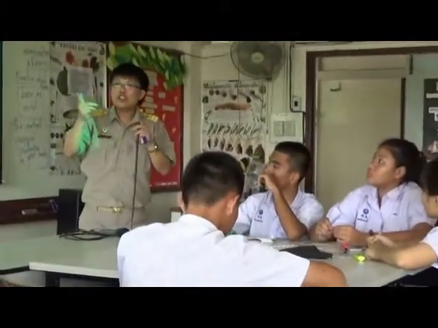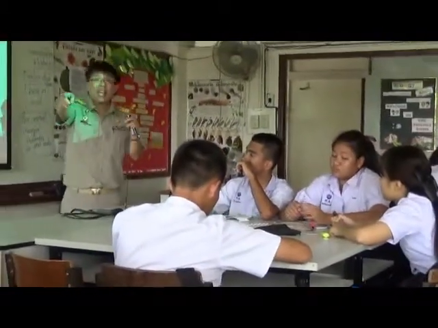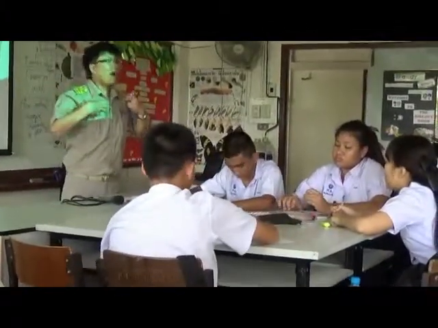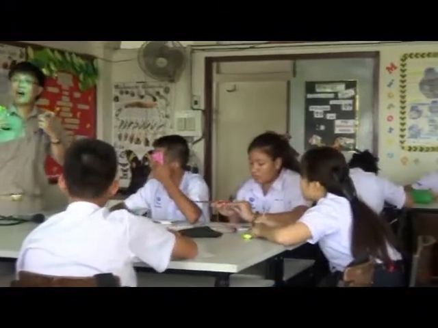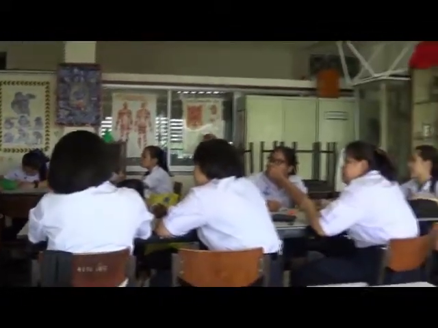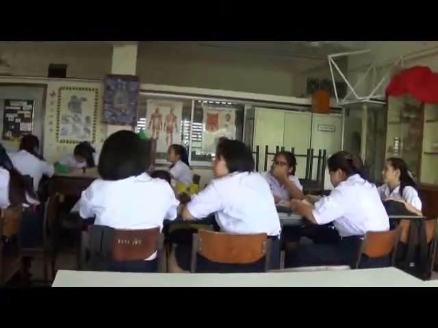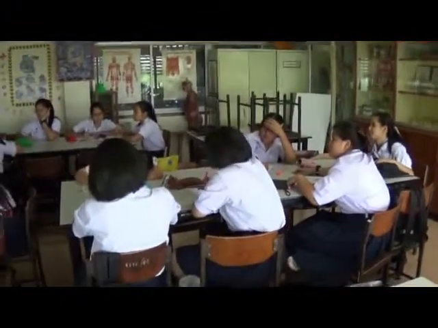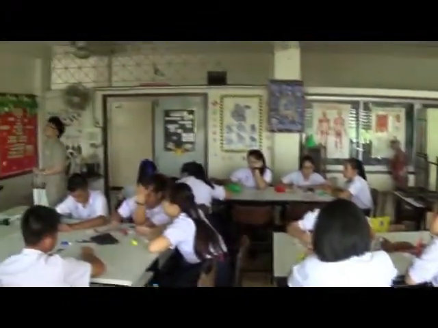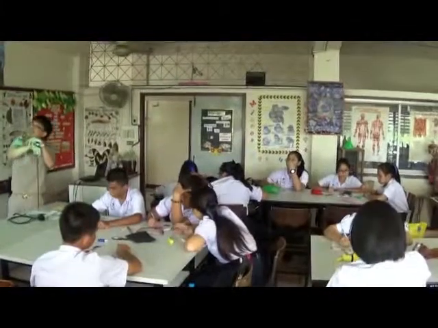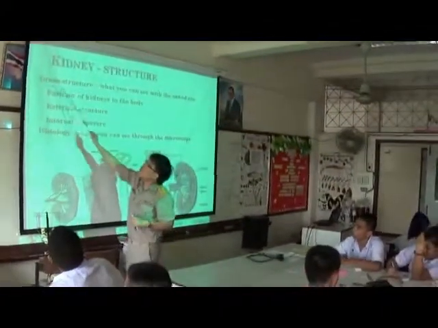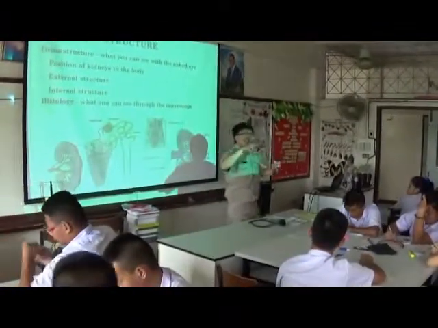And exchange to lung. Okay, exchange in lung. The black blood exchanges to red blood in lung. Okay? Exchange to red blood in lung. Okay, you can see the next picture. Next slide. Next structure.